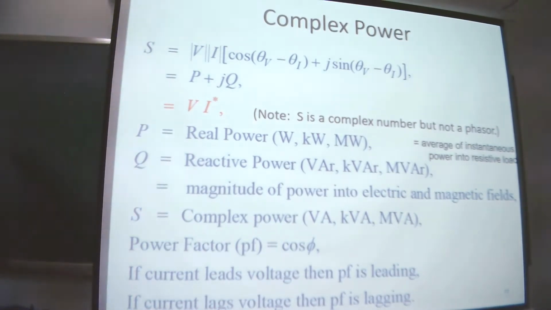We know that the power factor is related to the angle. So the power factor is determined by the power factor angle, and you can use this.